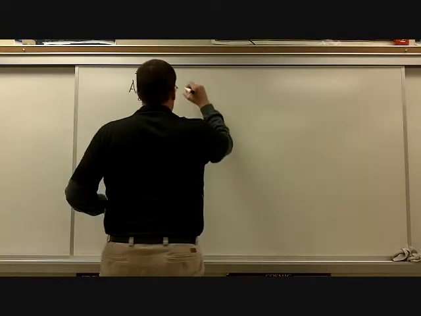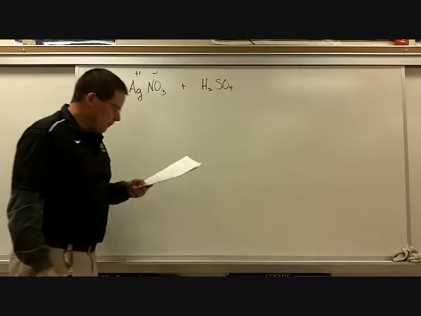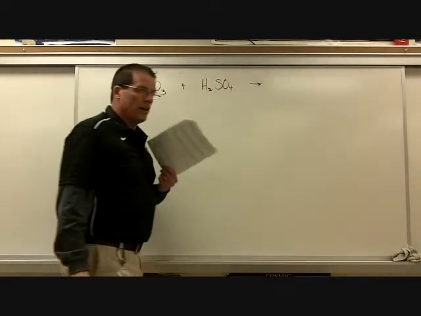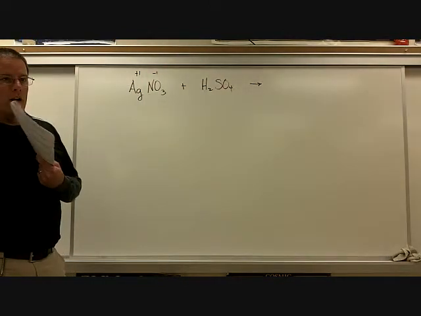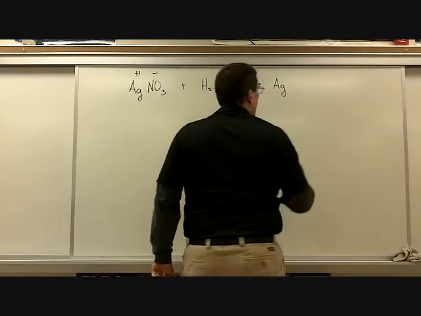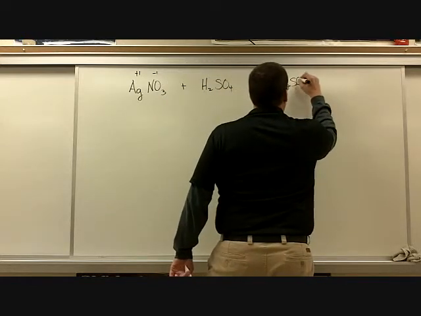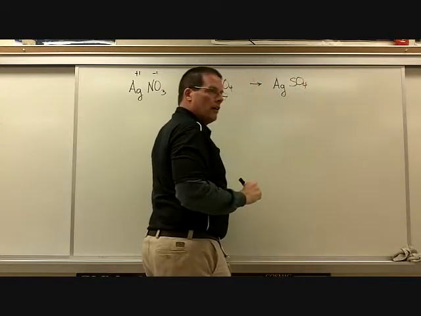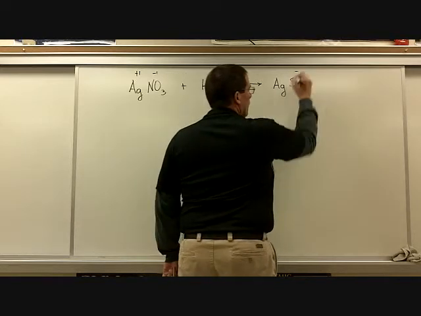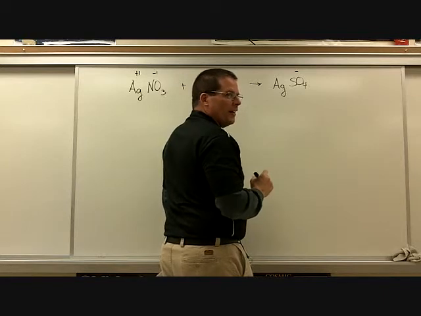Reacts with sulfuric acid, which you don't know about yet, H2SO4, to produce silver sulfate. How do I write silver sulfate? Well, obviously silver is Ag, and sulfate, SO4. I kind of gave it away there. But doesn't that have a negative? Is it 3 or is it 1? Neither. 2? 2, good.